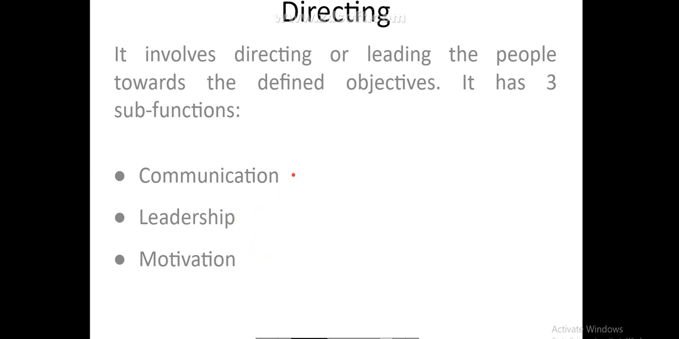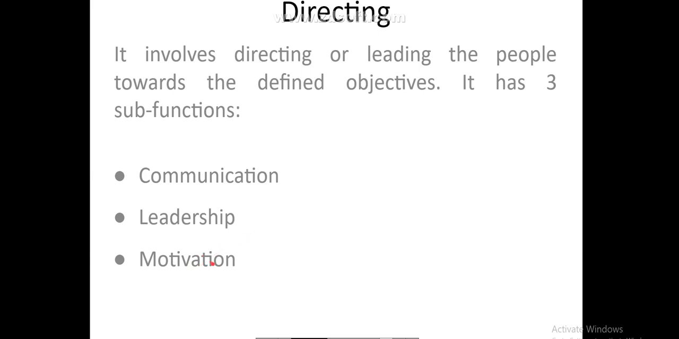So what I mean by communication, it is nothing but the passing of information from one person to another person. So when it comes to leadership, what I mean by leadership, it's a person or it's a process actually in which a manager guides and influences the work of his subordinates. Here the manager acts as a leader, right? And he influences people to carry out that particular work for the colleagues.